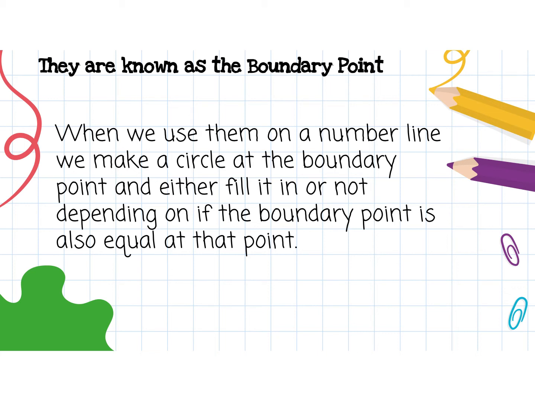So understanding this idea of boundary point, when we use the boundary point, we're going to be using it on a number line. We're going to be making a circle at the point where the boundary point exists. We're going to either fill in our circle or not, depending on if the boundary point is also equal at that point. So that's the key, also equal.